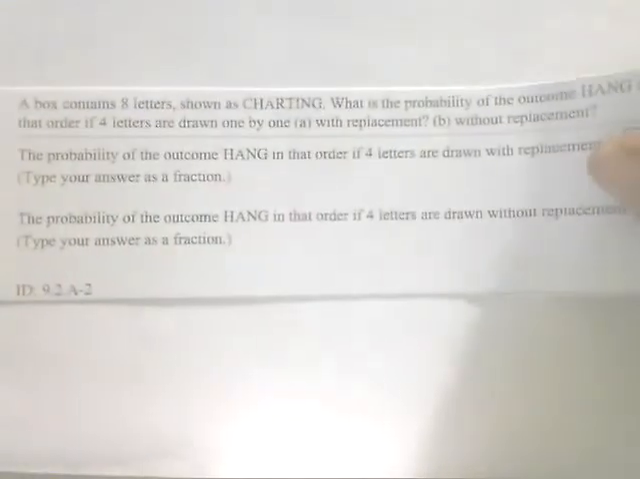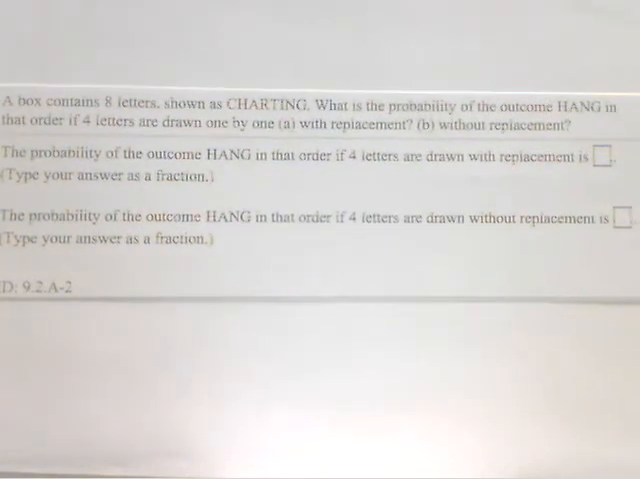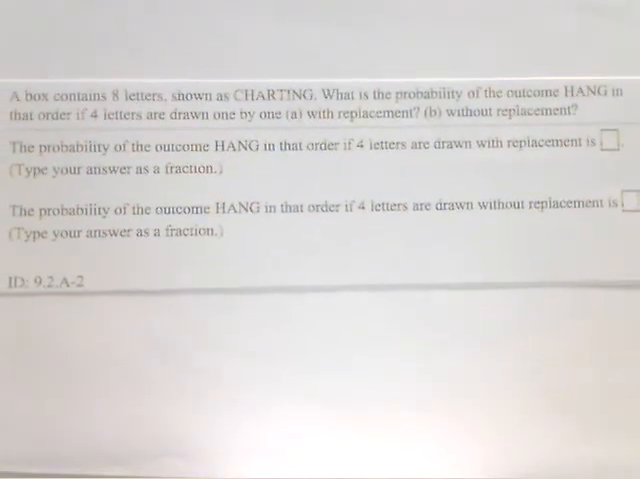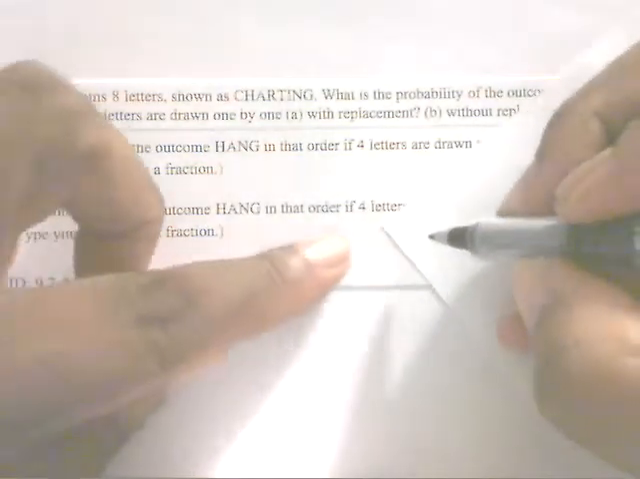All right, the next problem. A box contains 8 letters, shown as CHARTING. What is the probability of the outcome HANG, in that order, if the 4 letters are drawn one by one, A with replacement and B without replacement? So here we've got two different scenarios. One we're going to do with replacement.